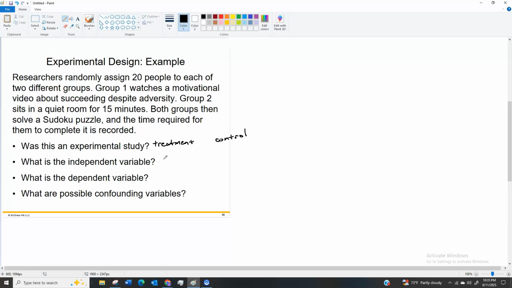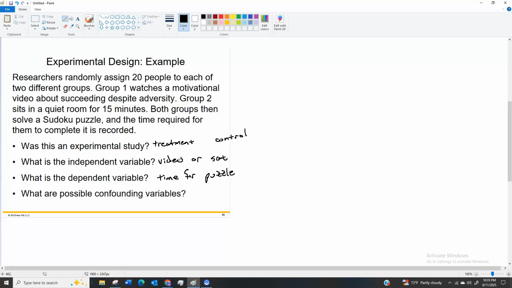So the independent variable is whether or not they watched the video or they just sat. That's the independent variable. And then the dependent variable is the time for the puzzle.